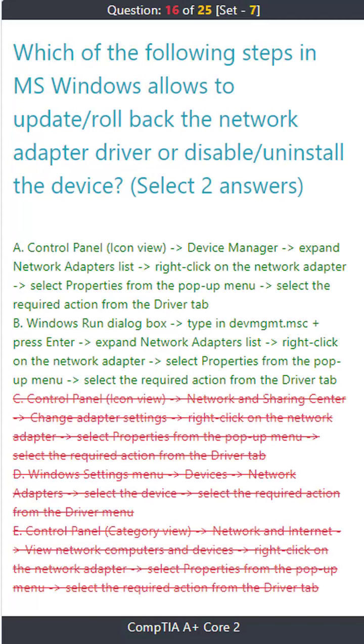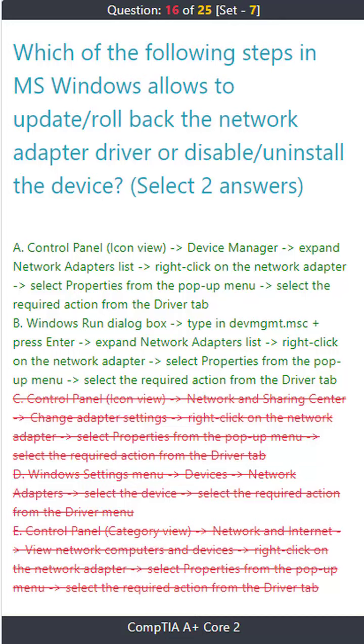The correct answers are A. Control Panel, Icon View, Device Manager, expand network adapters list, right-click on the network adapter, select Properties from the pop-up menu, select the required action from the Driver tab. B. Windows Run dialog box, type in devmgmt.msc and press Enter, expand network adapters list, right-click on the network adapter, select Properties from the pop-up menu, select the required action from the Driver tab.